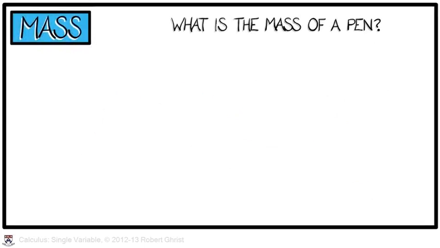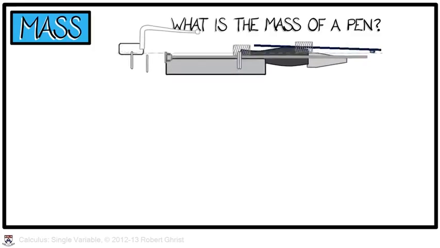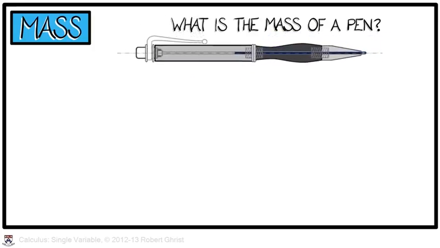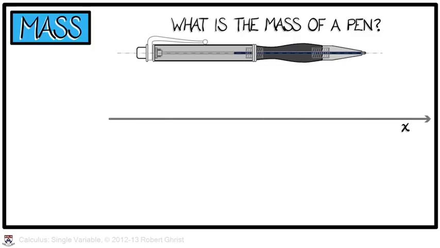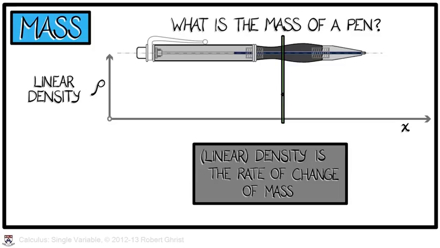Let's begin with mass and consider, what is the mass of a pen? Well, a pen is composed of many parts. We could compute the mass of each and add them together. Or, using calculus, we could set up a coordinate x along the pen and consider slicing it into thin pieces and compute the mass of each. This would give us what we might call the linear density, rho, of this object. The linear density is the rate of change of the mass as we change the coordinate.